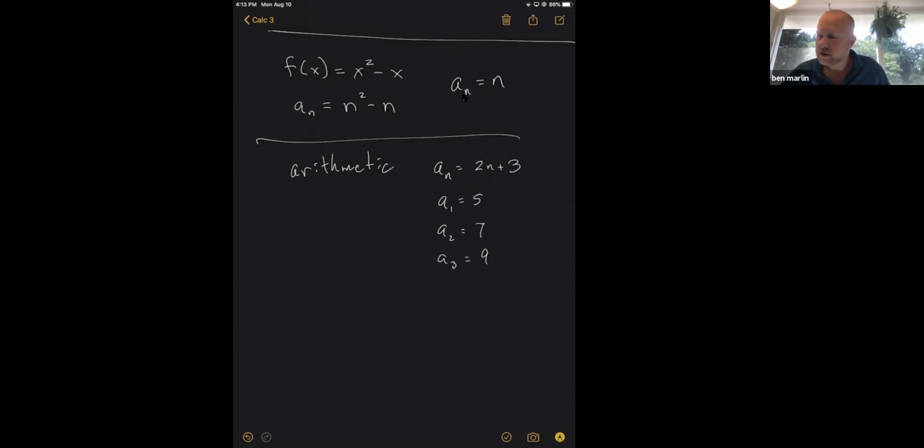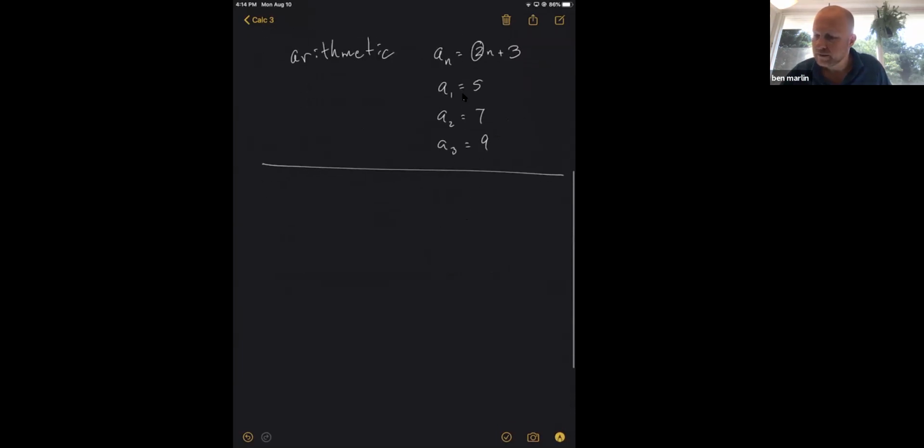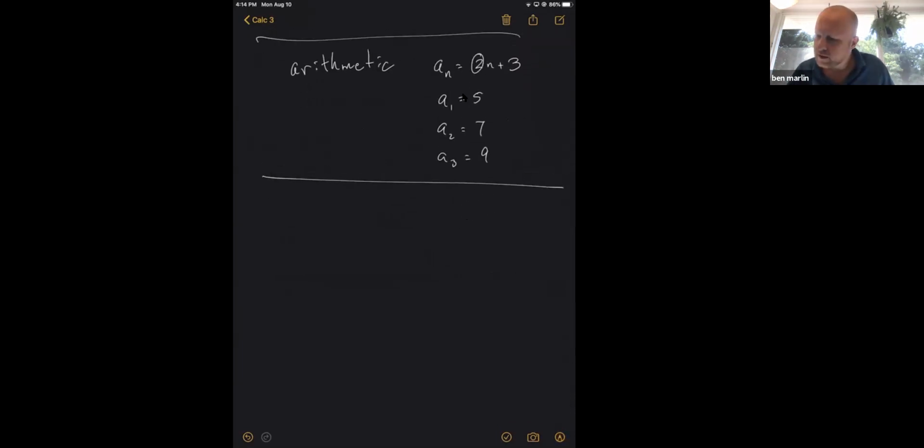And the thing to note is, since the slope of your line was 2, in the sense of f of x equals 2x plus 3, then you're going to have an increase of 2 each time you increase the n value by 1. So that's the notion of these arithmetic sequences, is that they increase by a fixed value each time.